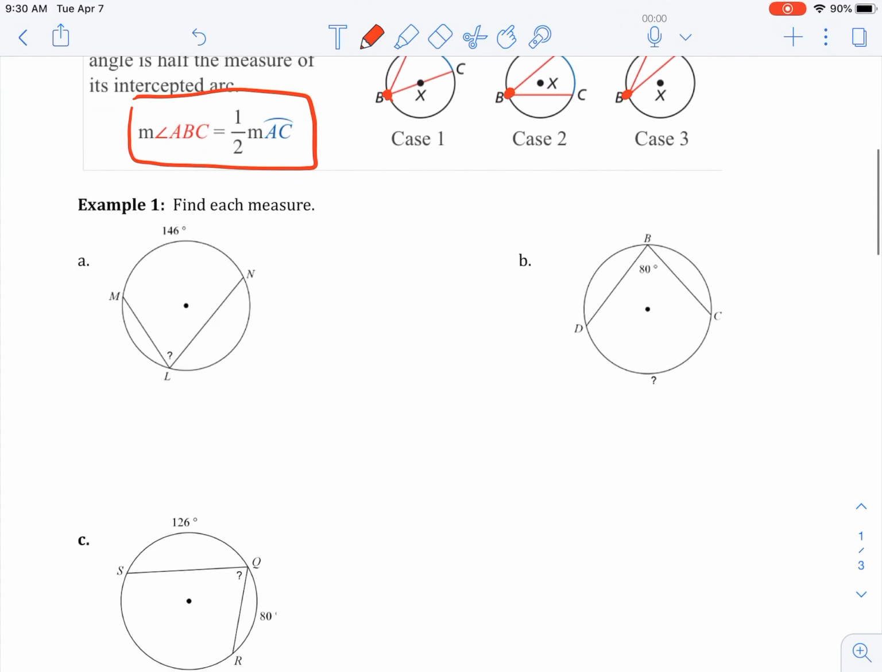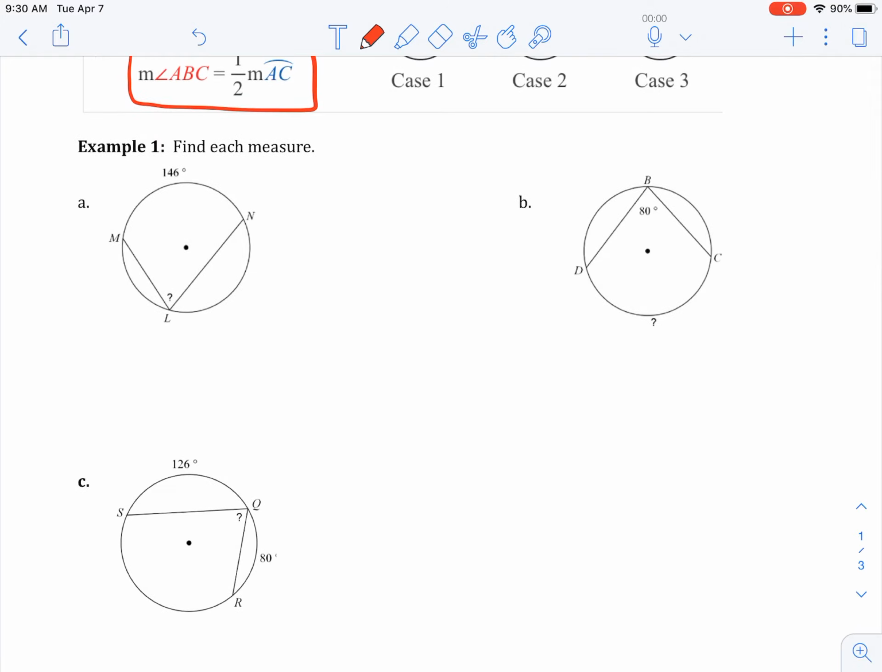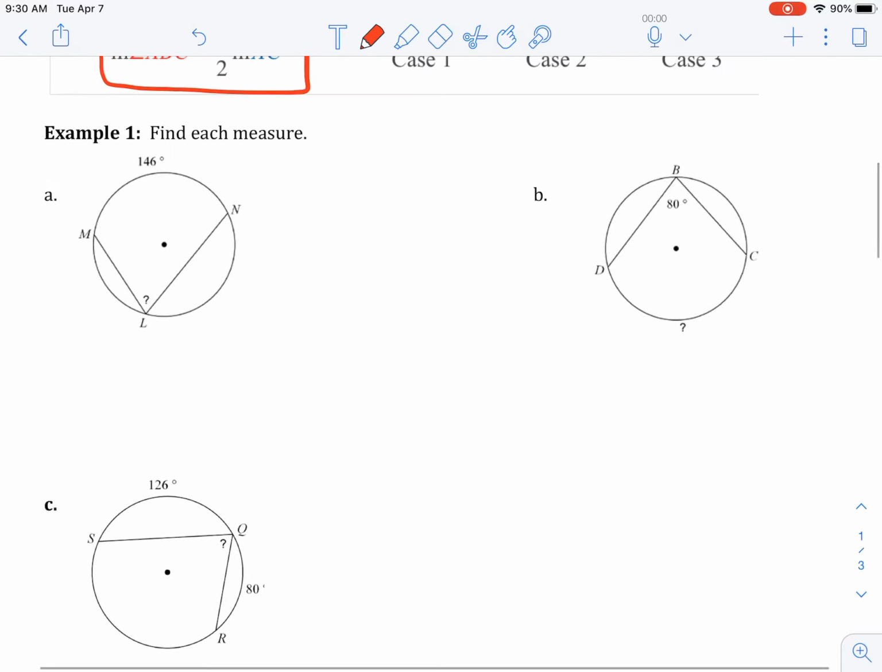So when we come down here to example 1A, the thing that's unknown is the angle. You can see a little question mark down there, right? They put a little question mark down there. I like to change that to an X, all right? So the thing that's unknown is the angle.